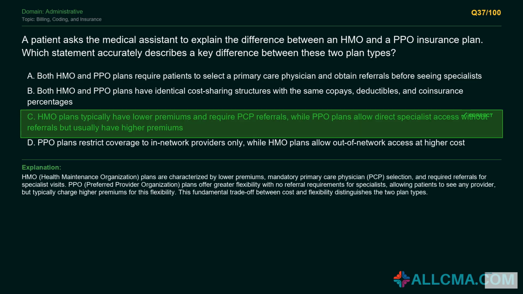The correct answer is C. HMO, Health Maintenance Organization, plans are characterized by lower premiums, mandatory primary care physician, PCP, selection, and required referrals for specialist visits. PPO, Preferred Provider Organization, plans offer greater flexibility with no referral requirements for specialists, allowing patients to see any provider, but typically charge higher premiums for this flexibility. This fundamental trade-off between cost and flexibility distinguishes the two plan types.